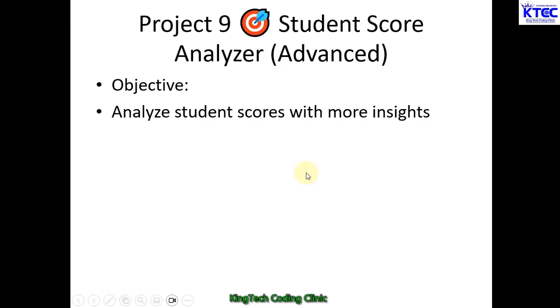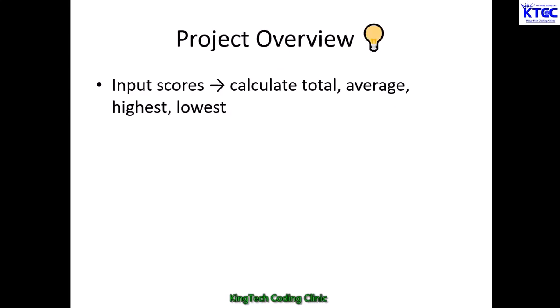Alright, so now welcome to project number 9, that is Student Score Analyzer, the advanced version. The objective for this project is to analyze student scores with more insights. The project overview here is that the user inputs scores, and then the program calculates the total, average, highest, and then the lowest.